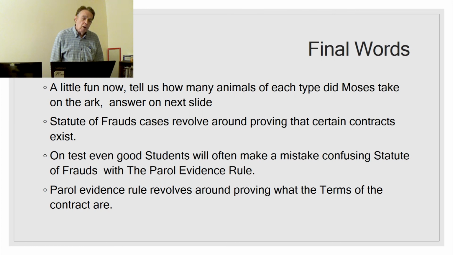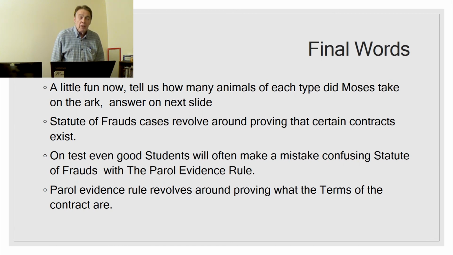Anyway, statute of frauds cases revolve around proving that certain contracts exist, whereas the parol evidence rule revolves around proving what the terms of the contract are. On tests, students often make the mistake of confusing the statute of frauds with the parol evidence rule.